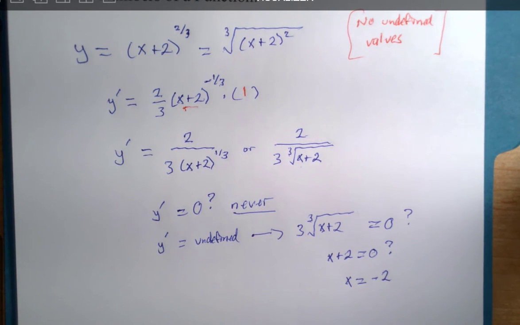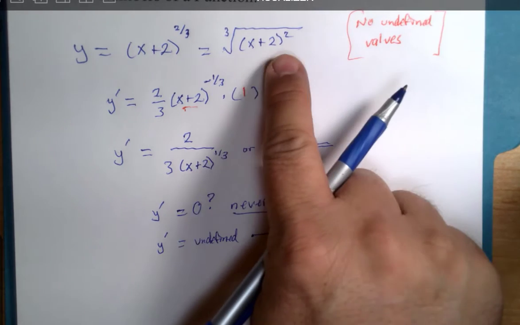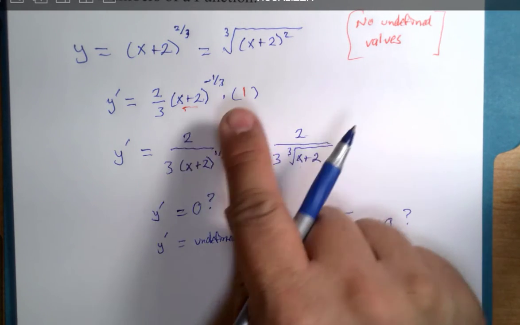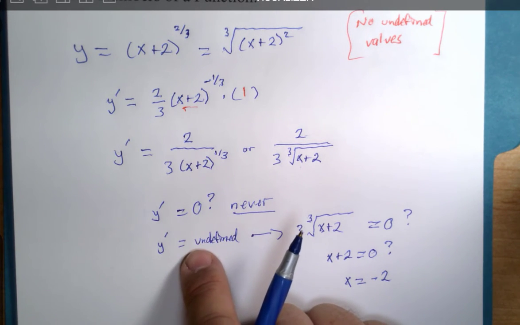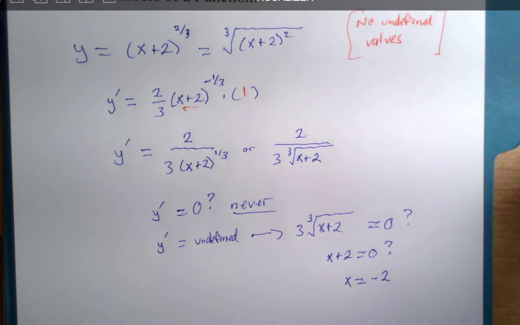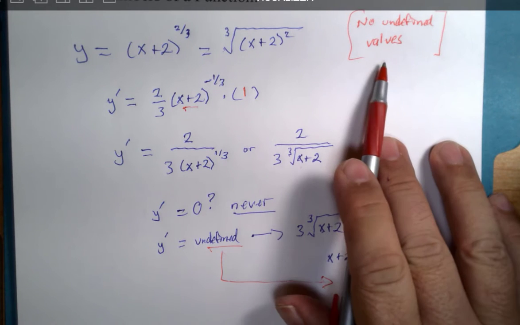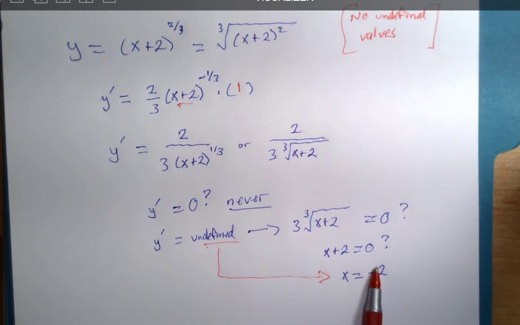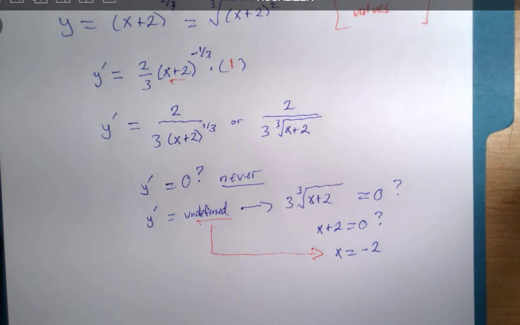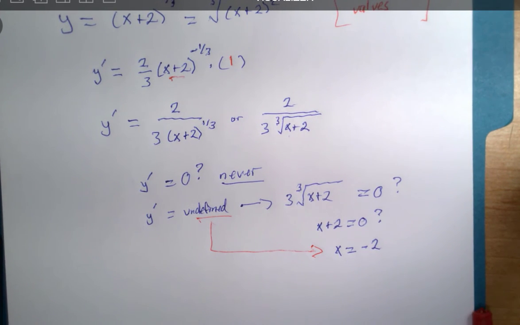Now, that might have been a little bit too fast. So let's back up here. We have a function that is never undefined. We have a derivative that is never equal to 0. But the derivative is undefined when x equals negative 2. Since the function has no undefined values, this is actually an example of a critical number that happens when the derivative is undefined.